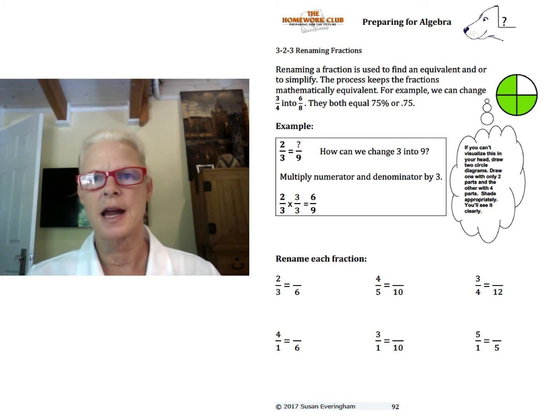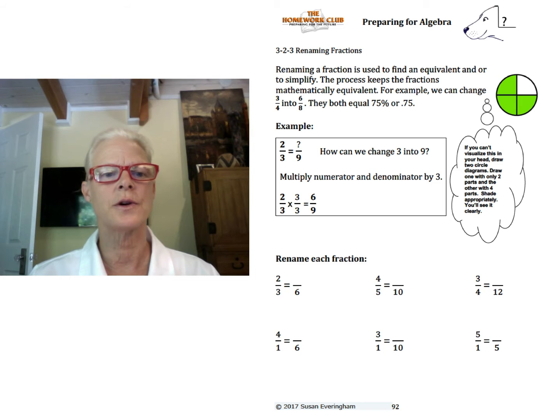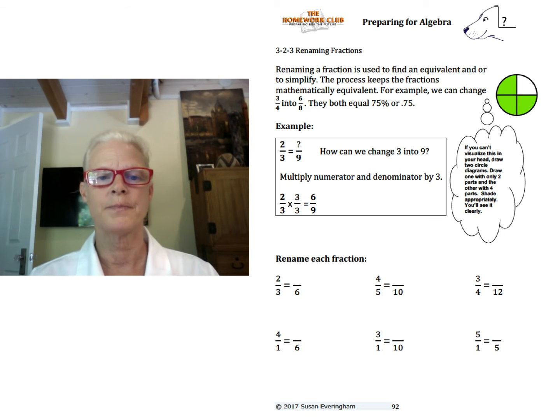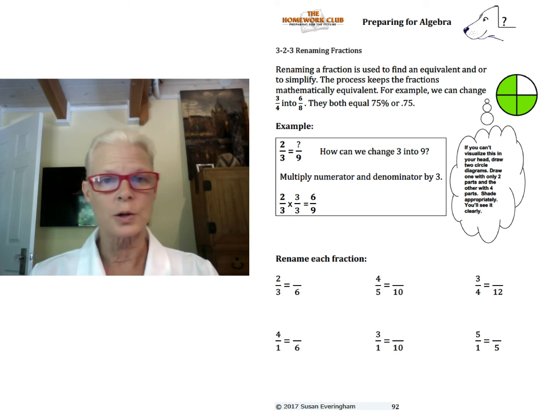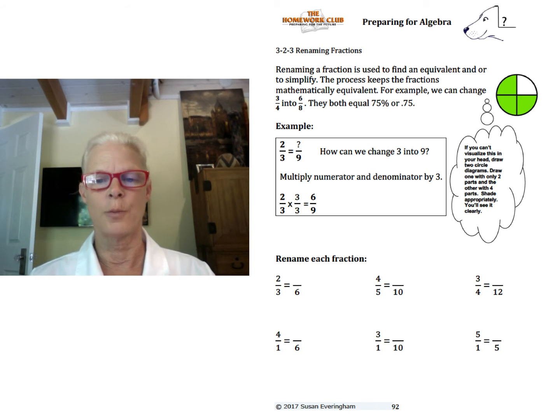The first example is 2/3 equals something over 9. How can we change 3 into 9? Well, we're going to multiply 3 on both the numerator and the denominator, giving us 6/9. So 2/3 equals 6/9. If you can't visualize these numbers in your head, do draw circle diagrams and then shade the parts appropriately. You'll see it very clearly.